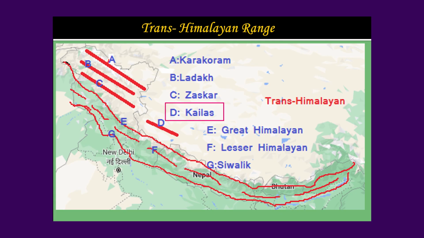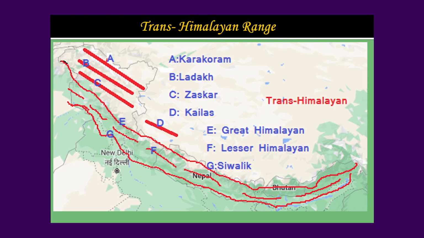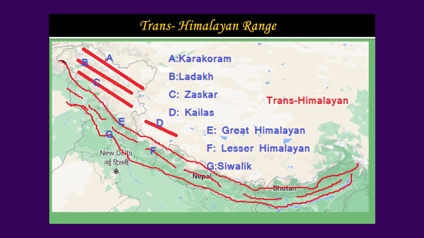The next mountain range is the Kailash mountain range. Kailash mountain range is one of the most complex and the highest parts of the Trans-Himalayas. It is situated in the southwestern part of Tibet and it is a leading holy site for both Buddhists and Hindus. It is also the emerging point of the Indus River.